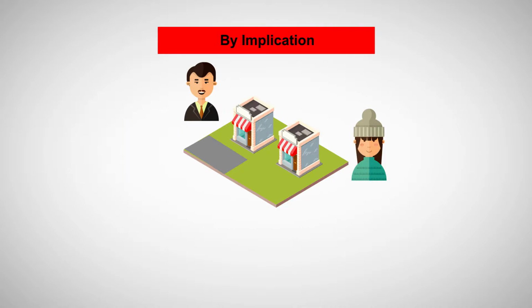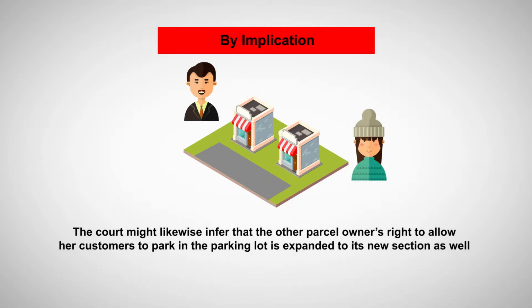Let's go back to the parking lot example. If the businesses are doing well and the owner of the parcel in which the parking lot sits decides to expand the parking lot, the court might likewise infer that the other parcel owner's right to allow her customers to park in the parking lot is expanded to its new section as well.